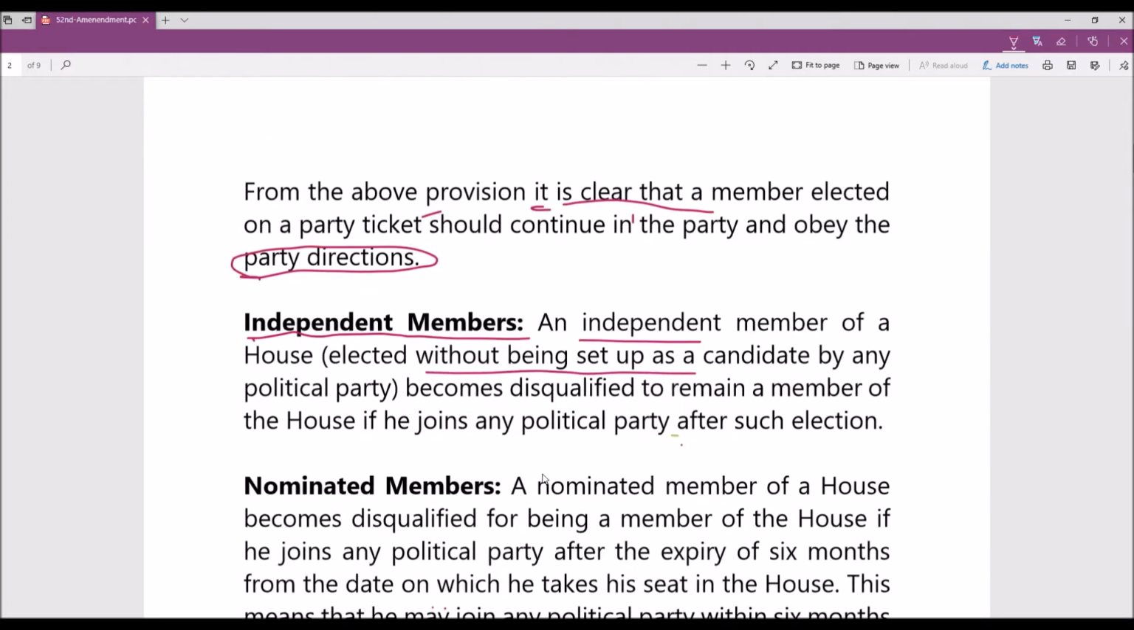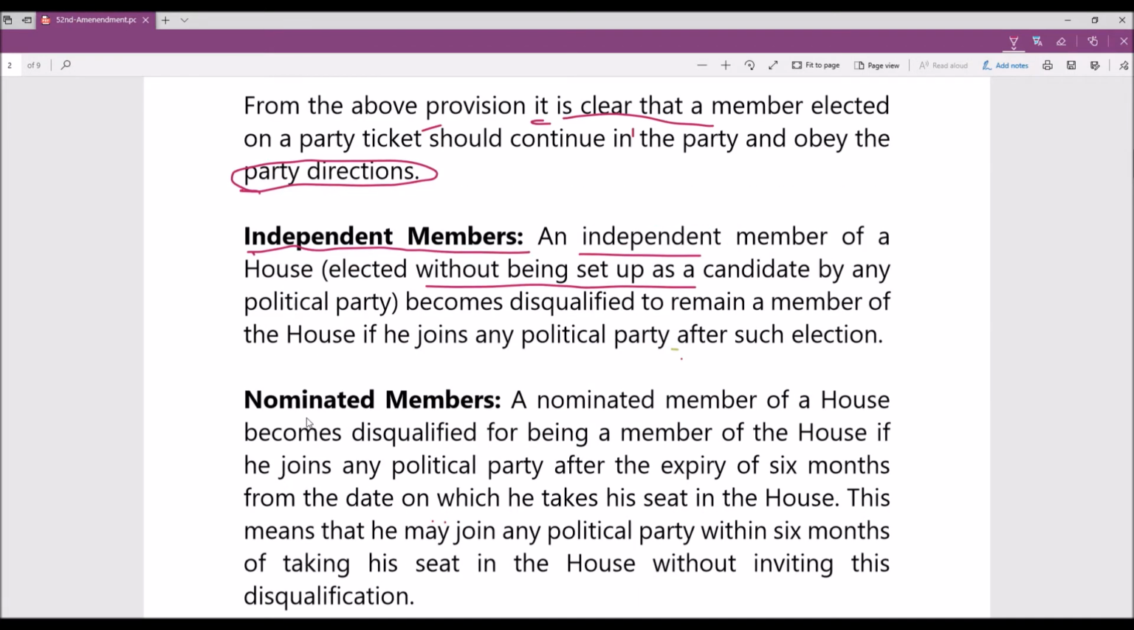What happens to nominated members? We see a lot of nominated members in the parliament. A nominated member of a house becomes disqualified from being a member of the house if he joins any political party after the expiry of 6 months. So a nominated member can join a political party within 6 months of his nomination, but after 6 months he cannot join a political party. If he joins, he is disqualified.